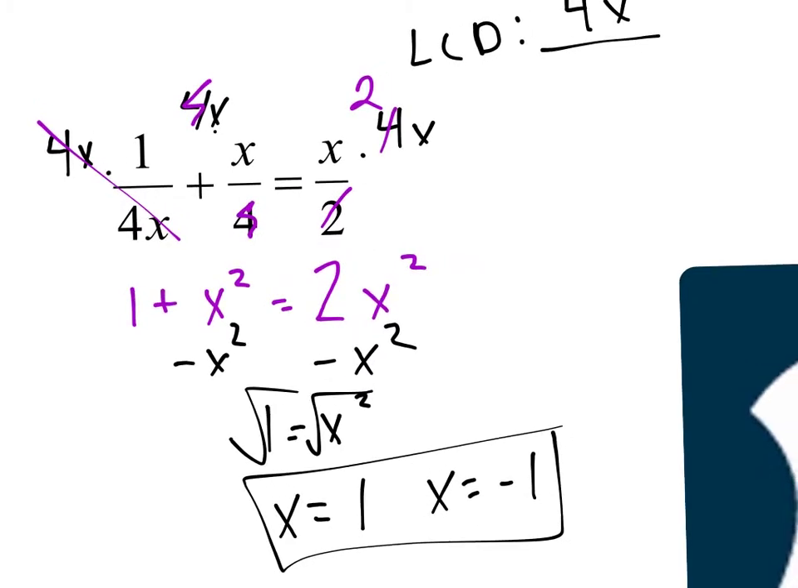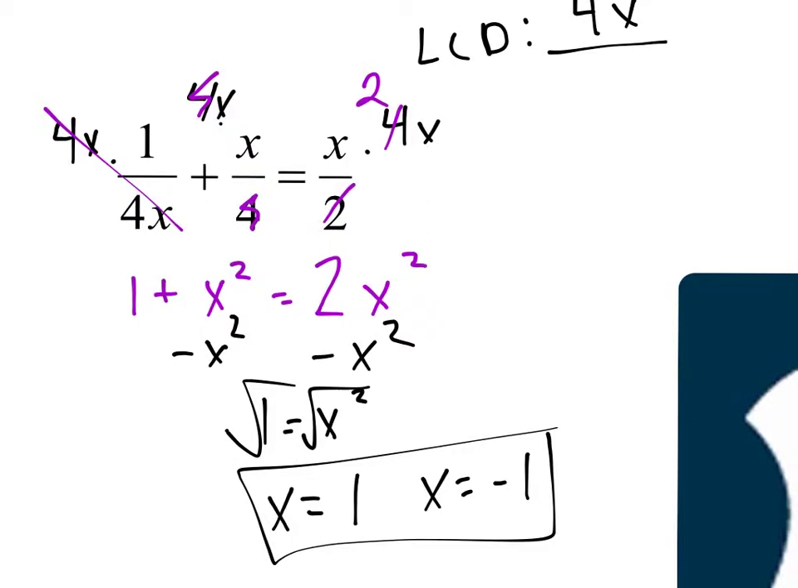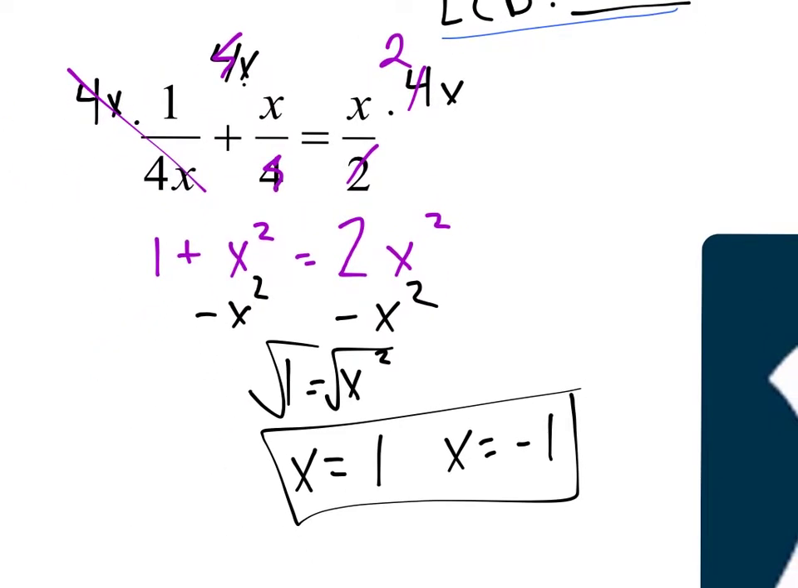Alright, this has that addition and subtraction in there that might throw you off, but don't let it. You can do this. It's the same thing that you have been doing. Find your least common denominator. For this one, I noticed it was a 4x. I've already got a 4x there. I've got a 4 and a 2. I can make each of those into 4x.